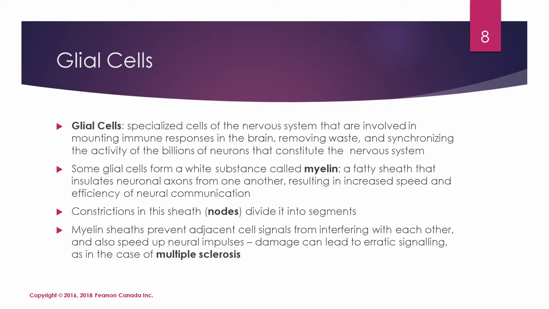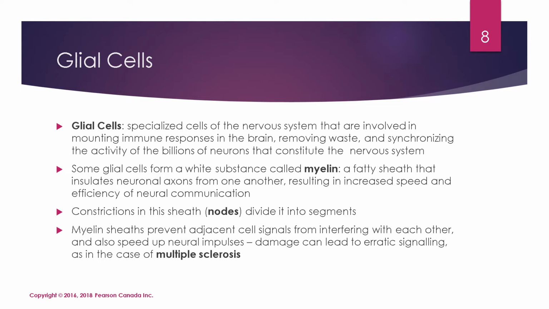Some glial cells form a white substance called myelin, which is basically a fatty sheath that insulates neuronal axons from one another, which is what I was pointing out to you a minute ago, the myelin sheath, which results in both increased speed as well as efficiency of neuronal communication. So constrictions within this sheath, you can kind of see within the diagram, I can't flip back to it unfortunately in this mode, but you should see in the diagram, if you go back a few seconds, that there is kind of like little bumps within the axon. And so those constrictions, which we call nodes, divide the axon into different segments.